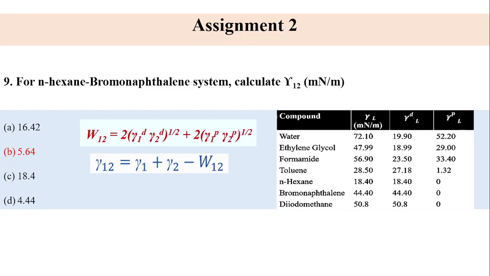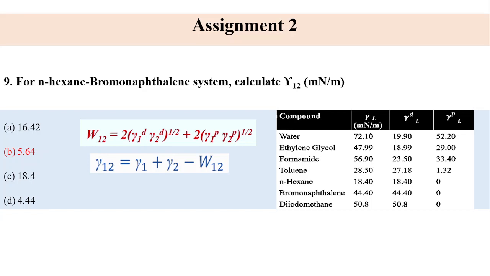So to solve this question, you need to have the value of gamma 1 both in the dispersive and the polar component, and the surface tension 2, that is that of the bromonaphthalene system, both in the dispersive and the polar component. So this table right here, as you can see, has the value of both N-hexane and bromonaphthalene in terms of their surface tension in dispersive as well as the polar component.